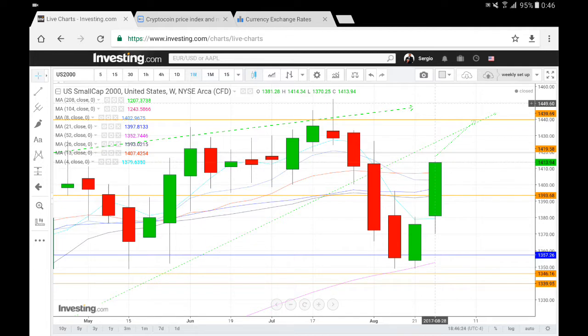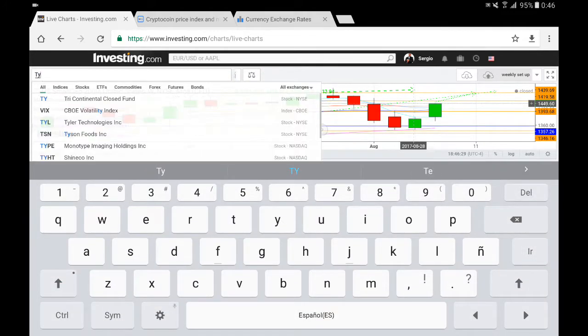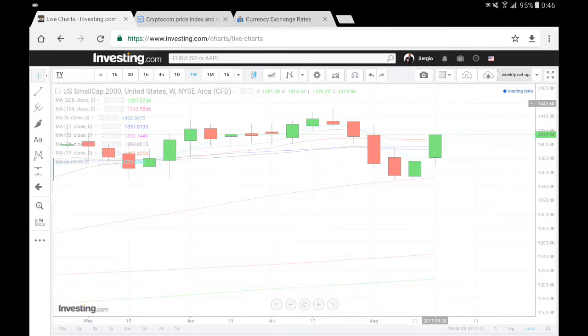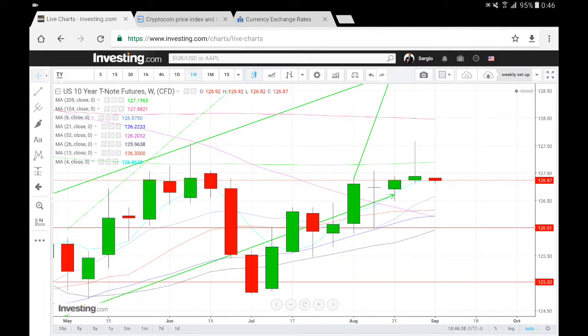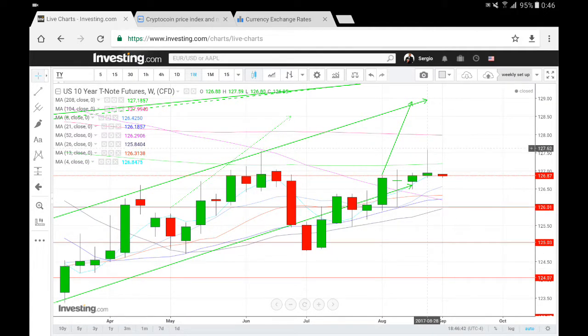Now let's have a look at bonds. First of all, the T-notes, that's your TY 10-year. Here we go. Okay, and take a look at that. Last week, what did we have over here? Now you're back at resistance. You see the resistance in green, that's your 208 weeks moving average, acting as a strong resistance here at $127.